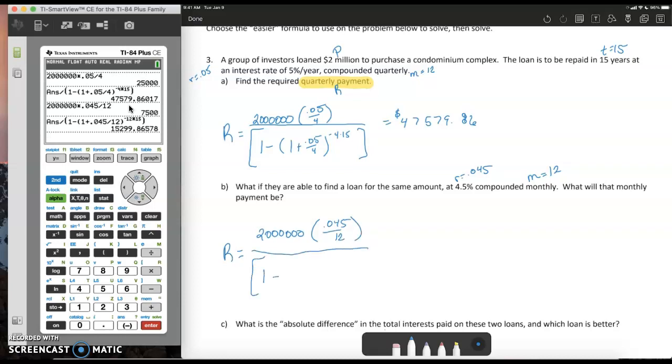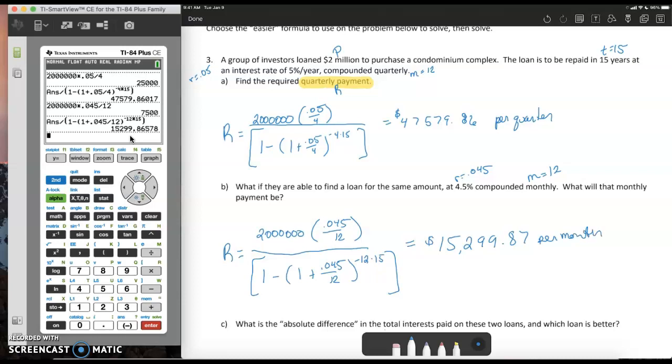So I'm going to set up the denominator again the same way I did first, just replacing the 0.05 over 4 with a 0.045 over 12. And then for that exponent, it ends up being a negative 12 times 15. That's the only difference. Let's change those few values. And again, I've worked this out already on my calculator here, so you're welcome to check your steps with that if you'd like. And that ends up being $15,299.87 every month. So the top one was per quarter, and the next one was per month.